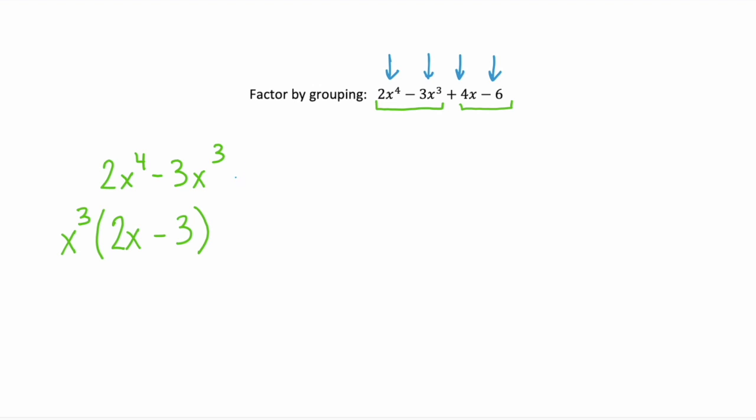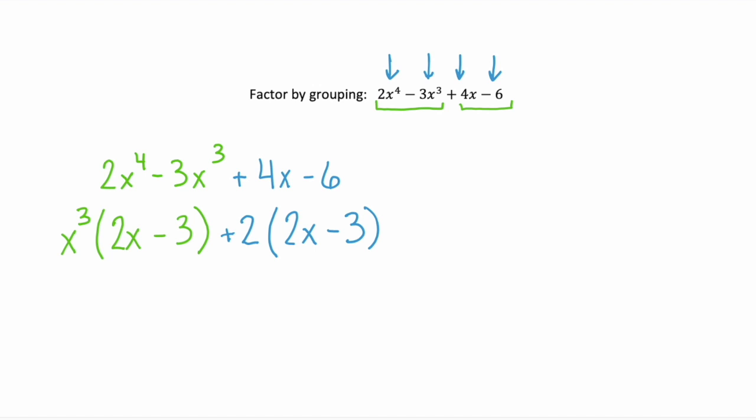Now, if we look at our second group, we have plus 4x minus 6. Now, the GCF of 4x and negative 6 would be 2, a positive 2. And when we factor out that 2, from our first term, we're left behind a 2x, and from the second term, a minus 3.